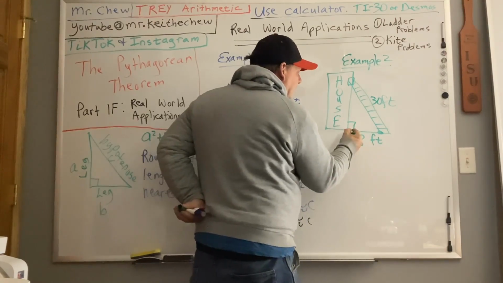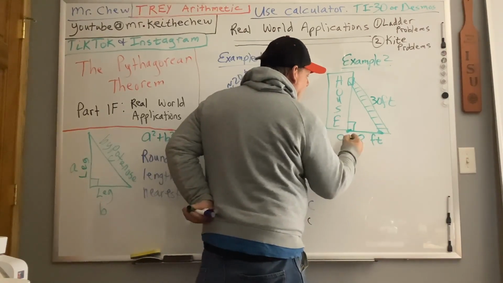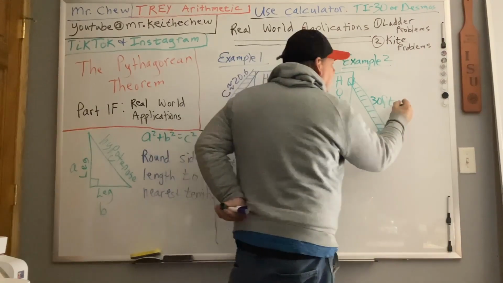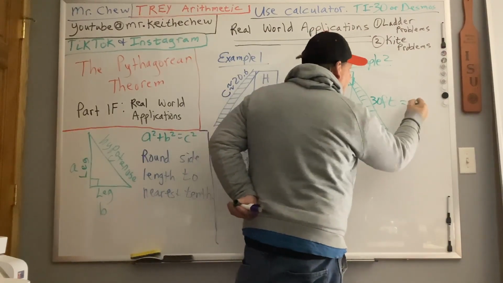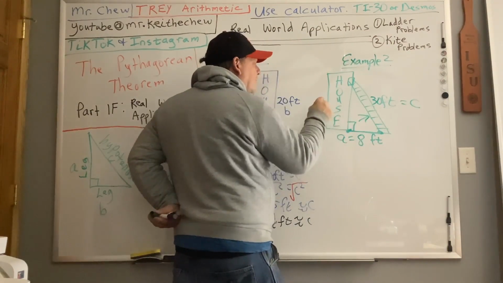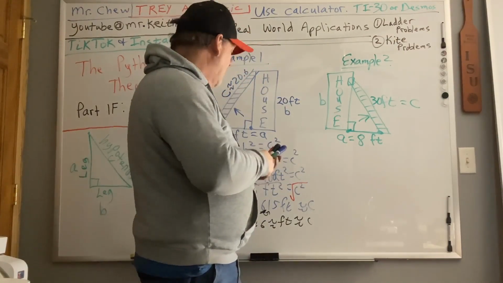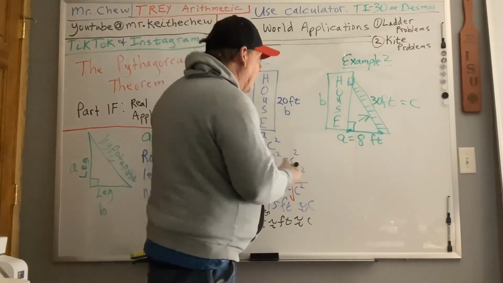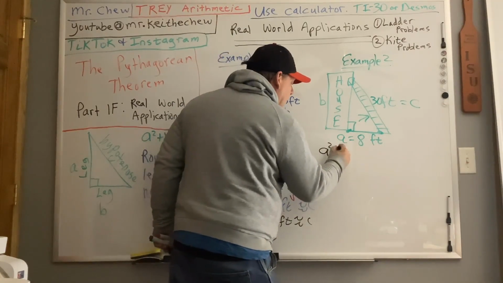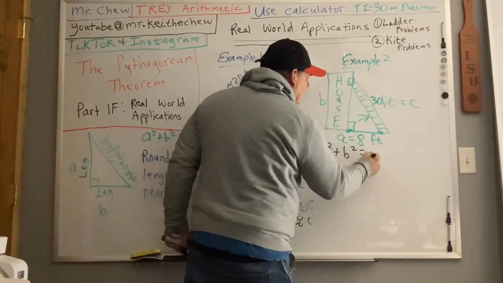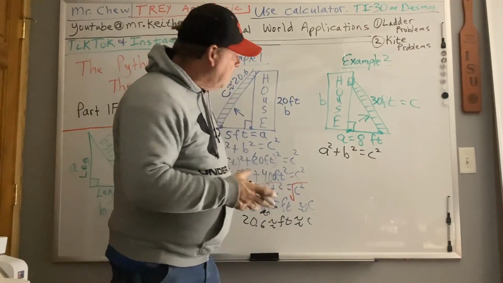So this length here is A. This length here, it's the hypotenuse, that's C. So I want to find B. So I'm solving for B. So I'm going to use the Pythagorean Theorem. Now I'm going to substitute the values.